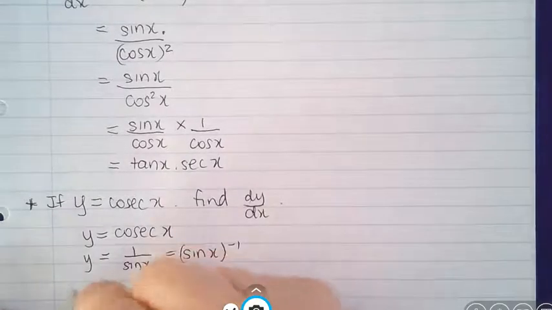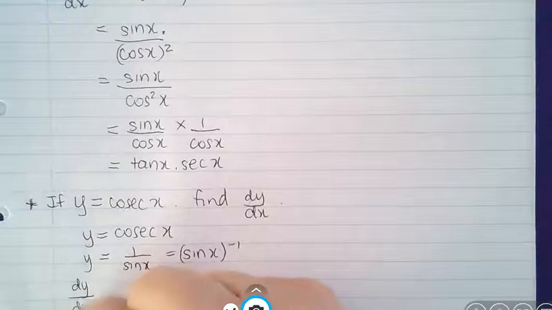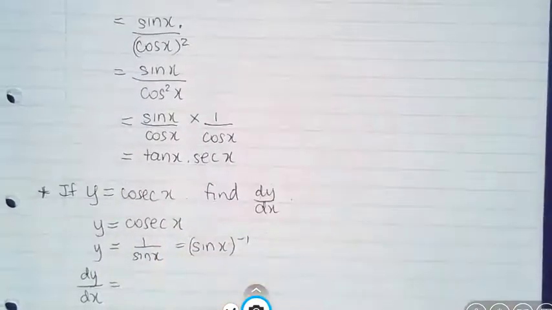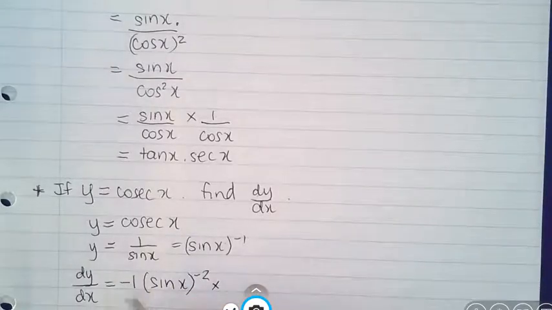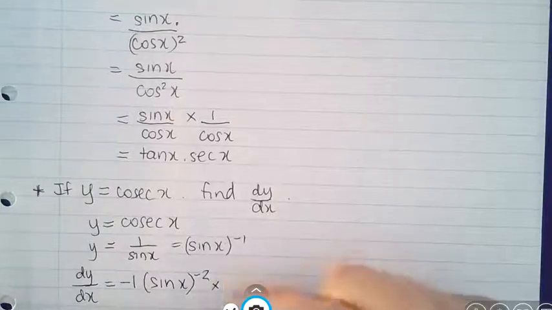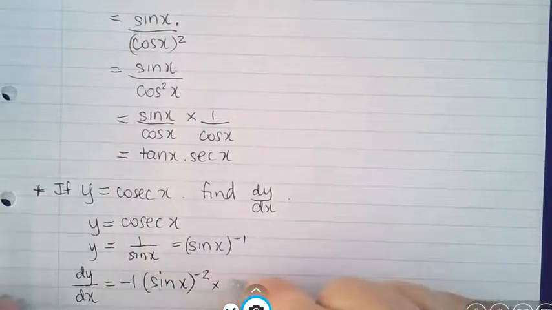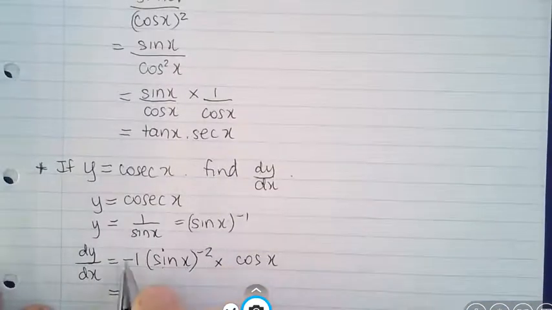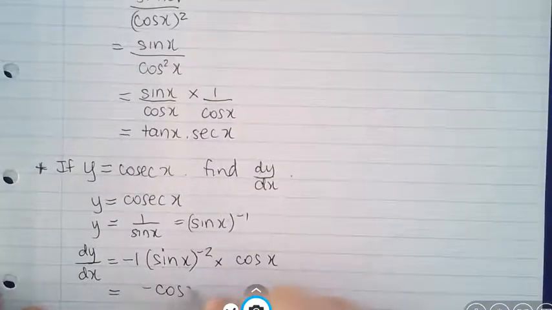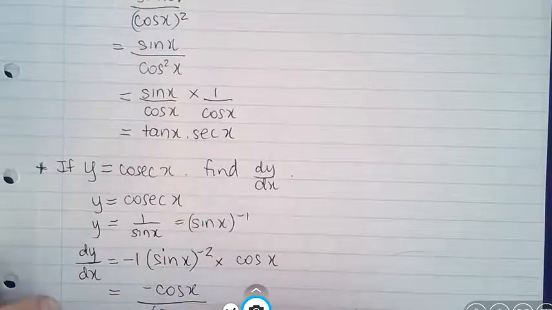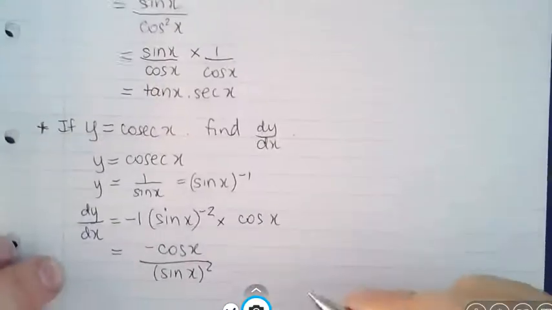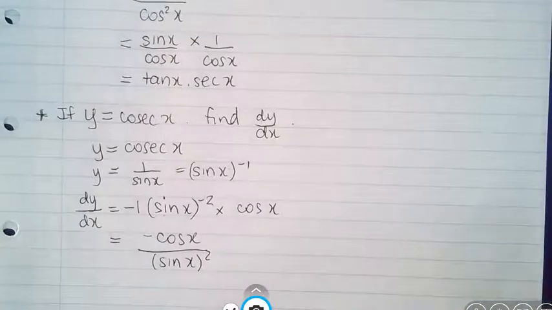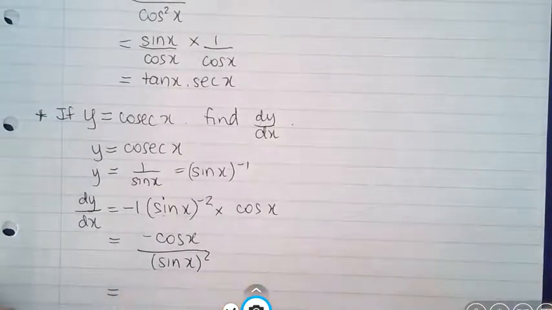And now that it's in a form that we can differentiate, we start to differentiate it. With differentiating, we bring the -1 to the front, write it out, drop the power by 1 times the derivative of sine x, which is just an ordinary cos x. So on the numerator I've got negative cos x, and on the denominator I've got sine x all squared.